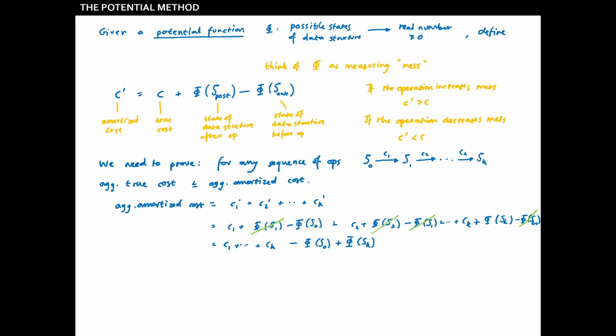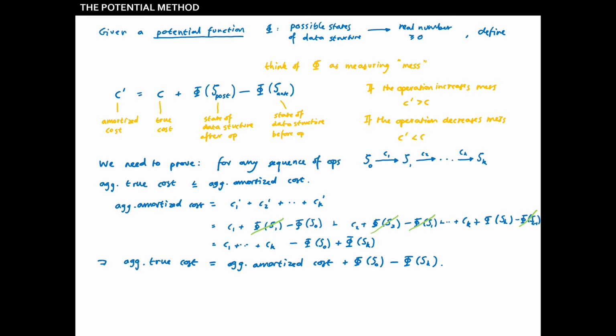So let's just rewrite that. I'm going to rearrange it. I'm going to put the true costs on the left-hand side, the C1 plus ... plus CK. So in other words, the aggregate true cost is equal to aggregate amortized cost plus phi associated with the initial state S0 minus phi associated with the terminal state SK. Okay, that's what we obtained. We obtained this equation just through simple algebra.